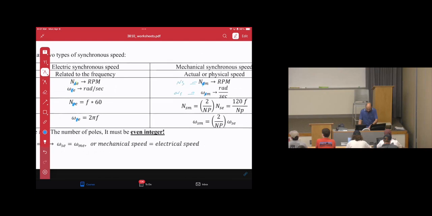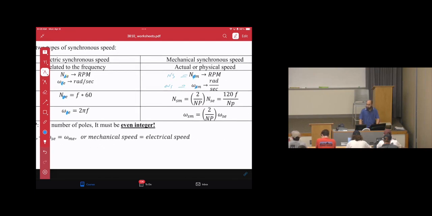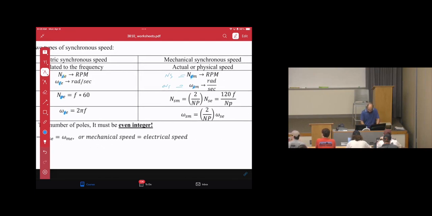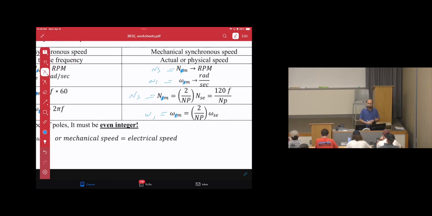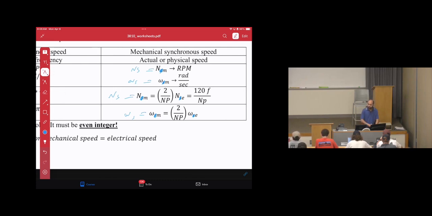While the mechanical speed, which is the actual speed, we have N_m and omega_m, sometimes we can say N_s or omega_s, equal to 2 over the number of poles. N_p means number of poles, it should be N sub p. So it will be 2 over number of poles times N electrical, or 2 over number of poles times omega electrical.